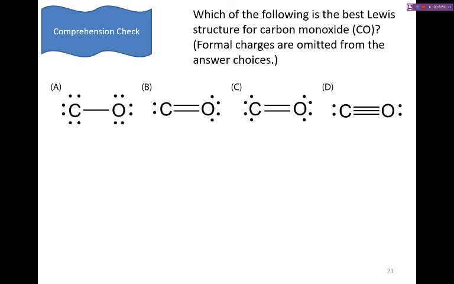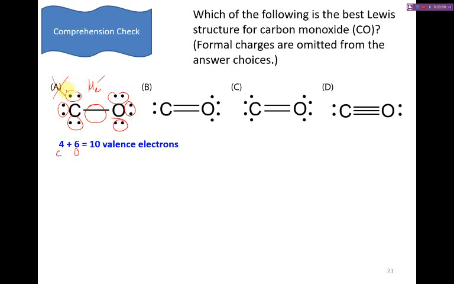Welcome back. So the first thing you should do is count up the electrons. If you paid close enough attention, you would see that not all of these structures are even possible based on the structure. Carbon contributes 4 valence electrons, oxygen contributes 6 for a total of 10. Well, how many does structure A have? It has 2, 4, 6, 8, 10, 12, 14.